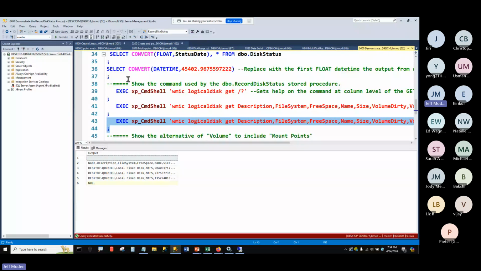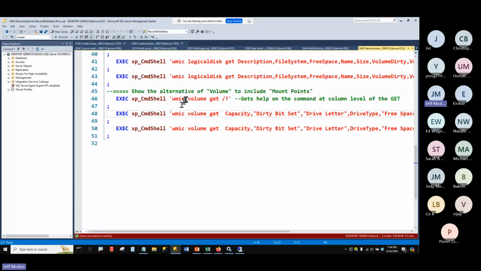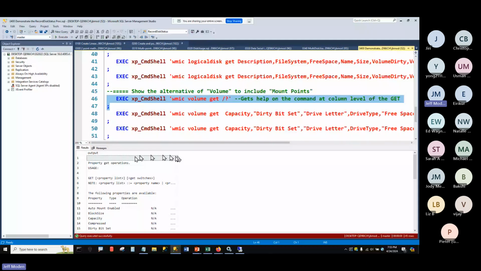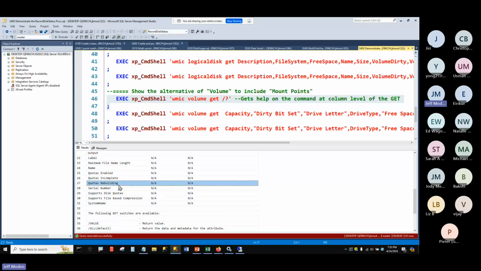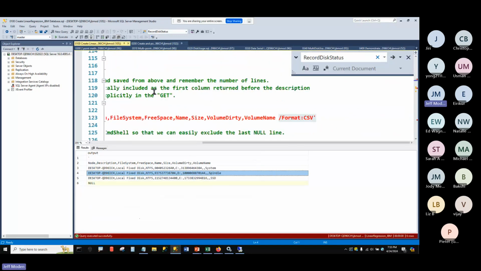And if you really want, if you look at WMIC, if you use WMIC volume instead of logical disk, and you say get along with the /?, it will describe the different columns that you can get. This is kind of like doing a PowerShell thing to tell you what you want to look at. But let's go back over here.